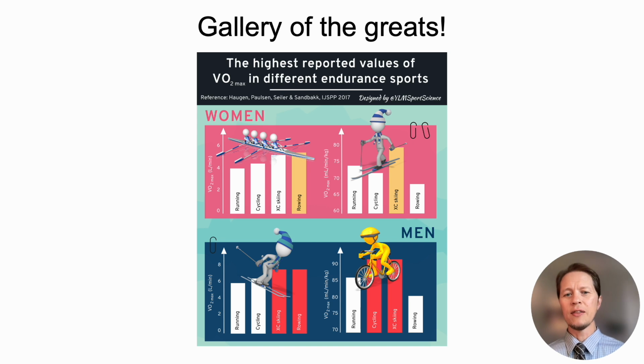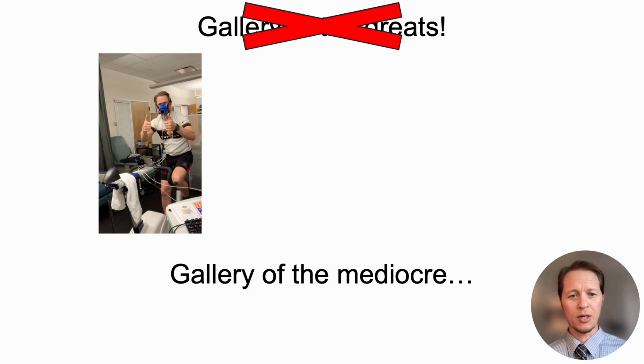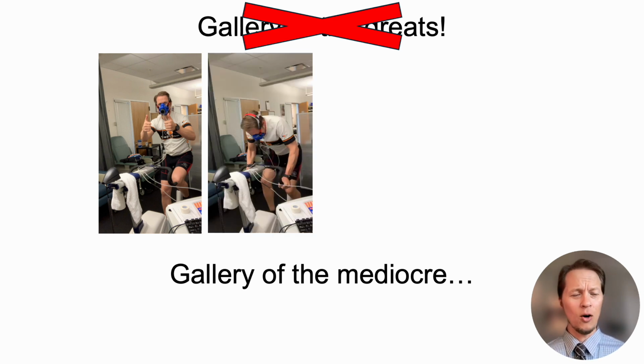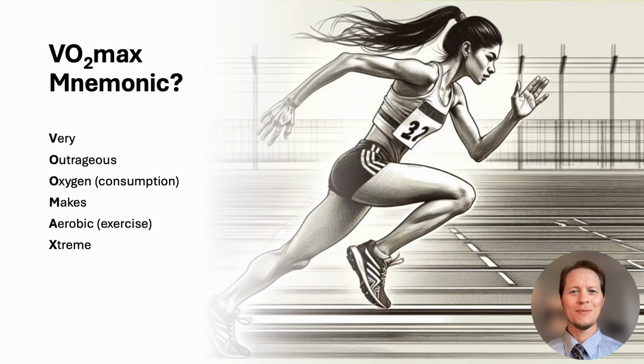Gallery of the Greats. These are some amazing feats of human athleticism. Some of the highest recorded VO2 max in women are with rowing and skiing, with men skiing and cycling. This is a picture of me doing this. I am certainly not a gallery of the great. I am much more mediocre, because once I started to get into it, I was like, oh man, this is hard. Oh, this is really hard. And I literally collapsed on the bike. I could not take it anymore. It is hard to do a VO2 max test.